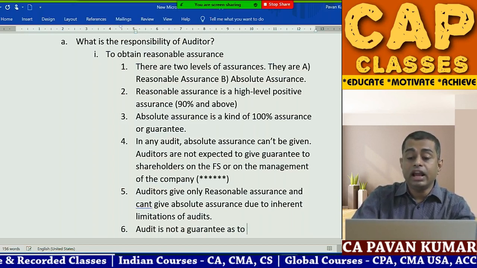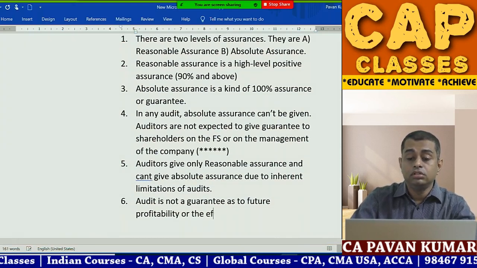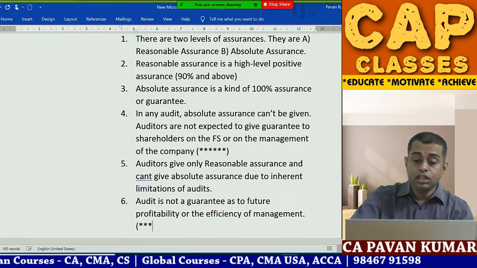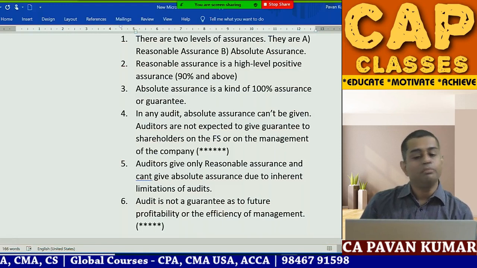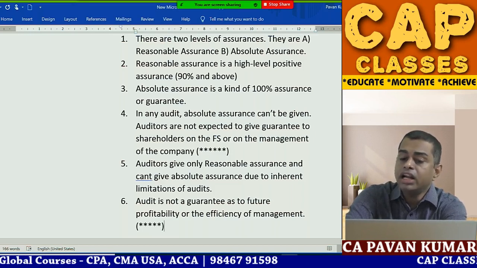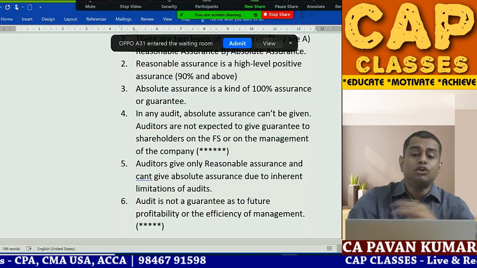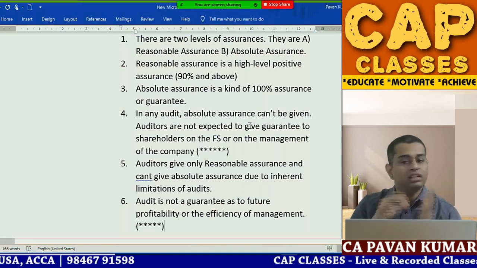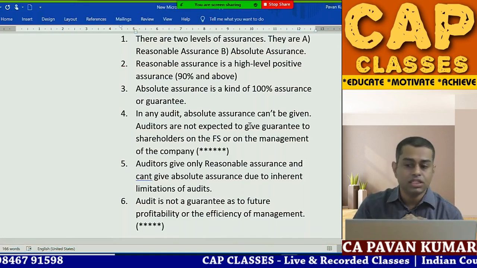Audit is not a guarantee as to future profitability or efficiency of management. Very important for MCQ. They can again ask, audit is a guarantee as to the future profitability of the company. Comment: wrong, false. Audit is not a guarantee for future viability, future profitability, or efficiency of management. Audit is only an assurance report on the financial statements of company. That's all. Audit is only an assurance on the previous financials.